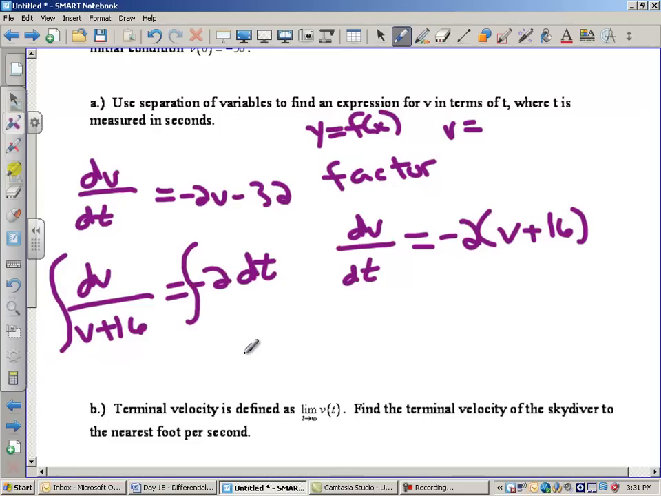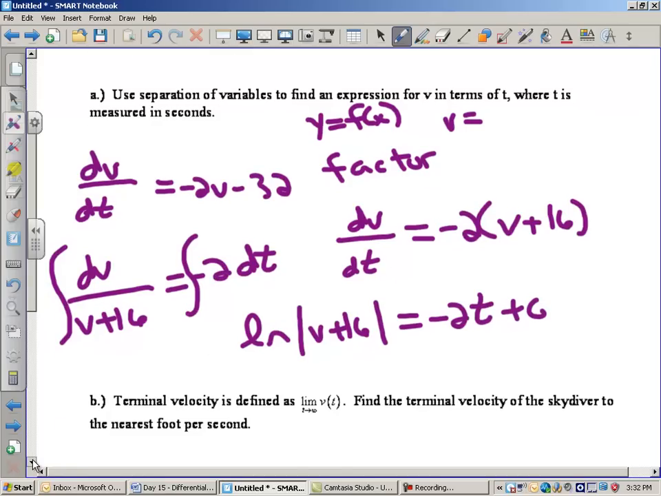and I will get that the natural log of the absolute value of v plus 16 is equal to negative 2t plus c. This is a perfect natural log integral, and the integral of negative 2 dt is negative 2t plus c. Again, I did not give myself enough room.